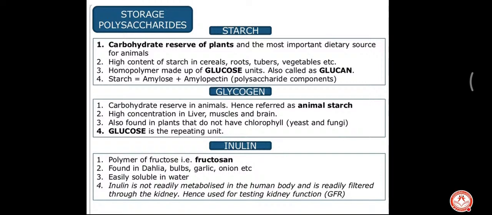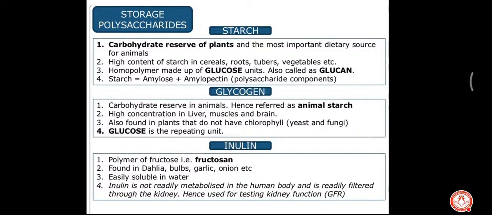Storage polysaccharides are found as a storage product. For example, starch. Plants store food in the form of starch. Carbohydrate reserves of plants are the most important dietary source for animals. A high content of starch is found in cereals, roots, tubers, and vegetables. Wheat grain stores starch. It is a homopolymer made up of glucose units, also called glucan.